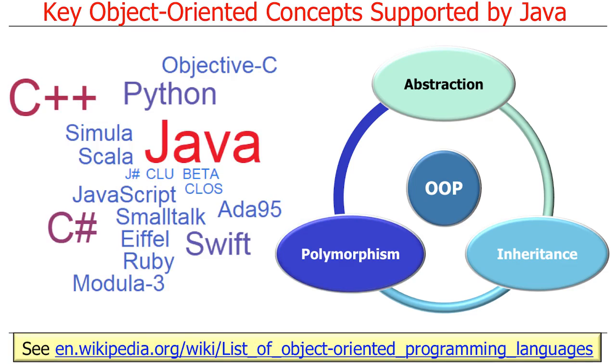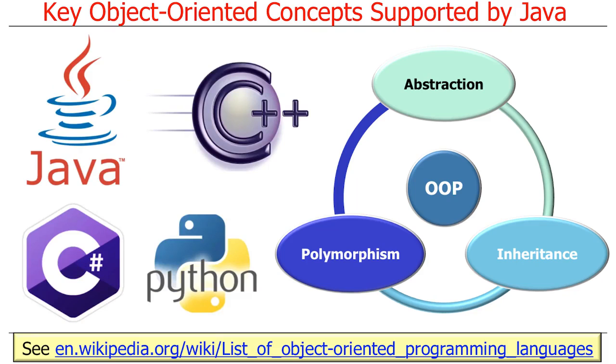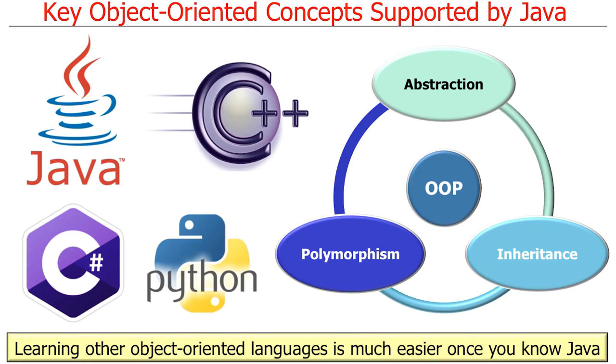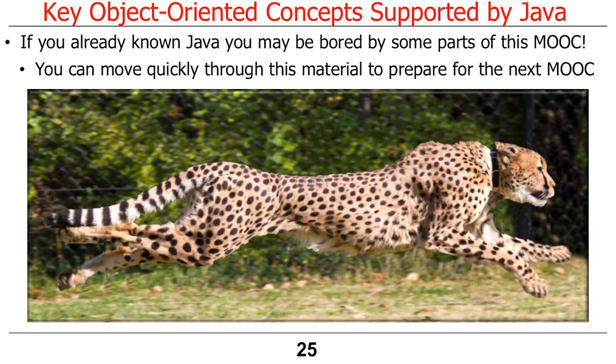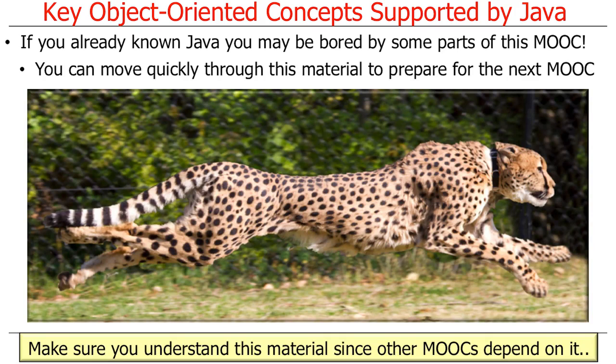Many popular programming languages implementing these object-oriented concepts are in widespread use today, particularly Java, C++, C#, and Python. Therefore, once you understand the features of Java covered in this MOOC, you should be able to learn other object-oriented programming languages quickly and easily. If you're already familiar with Java, however, you may be bored by some portions of this MOOC. In this case, feel free to move through this material quickly so you can start on the next MOOC in the specialization. However, make sure you really understand how to program Java for Android, since examples and assignments appearing later in the specialization assume you possess this knowledge.